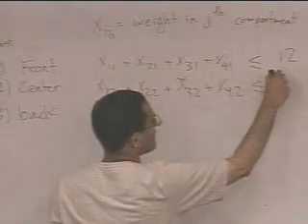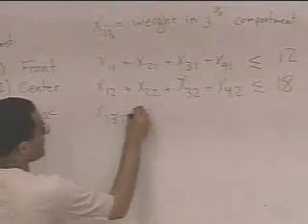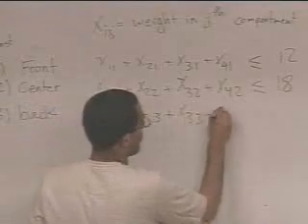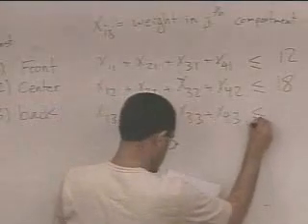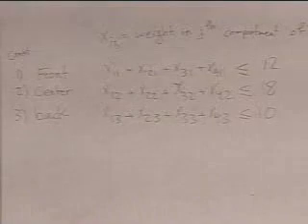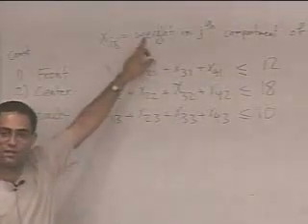somebody tell me the number? 18. Good. And then the last one should be less than or equal to 10. So this is taking care of the weight constraint for us. Yes? Don't they need coefficients though? No, they don't need them, because I'm just saying this is the weight itself. Oh, okay.